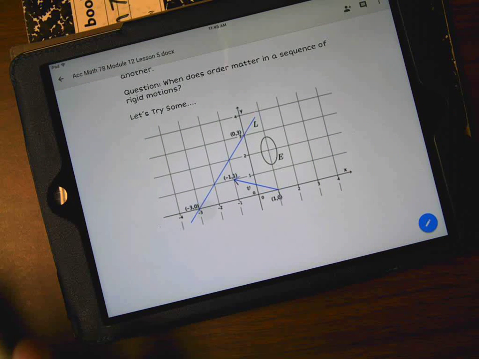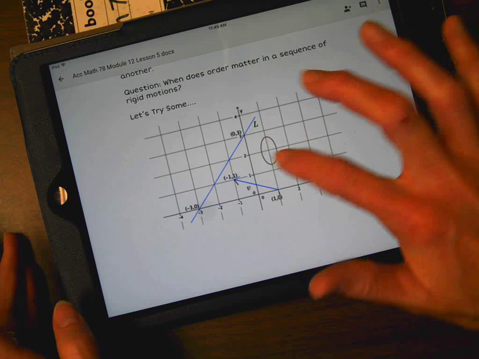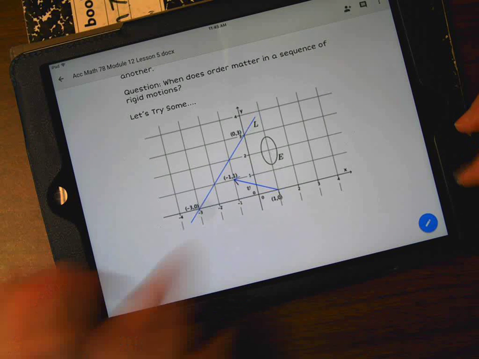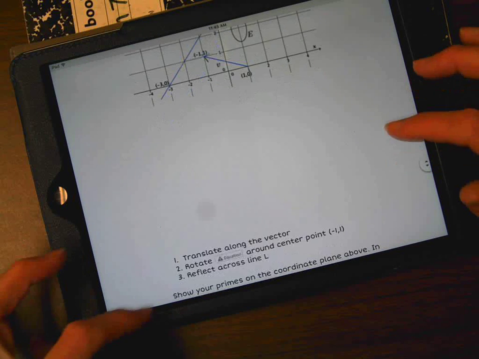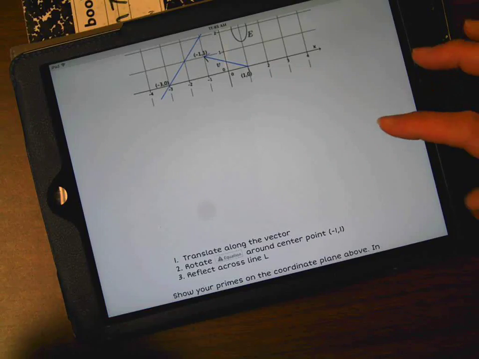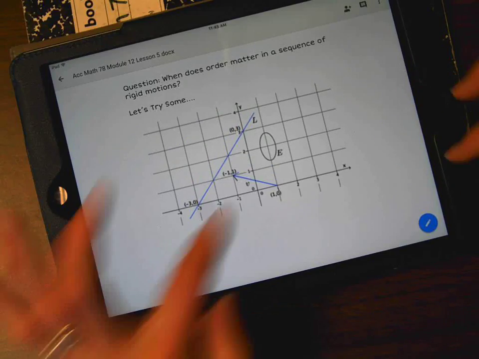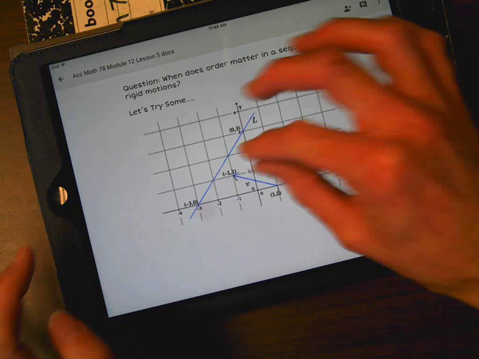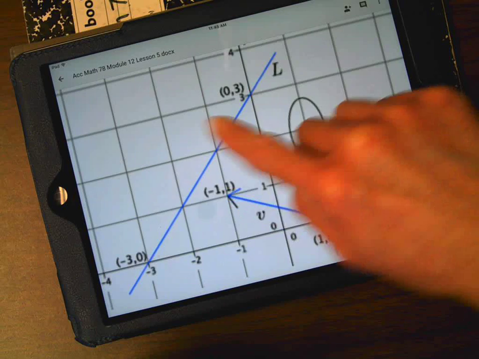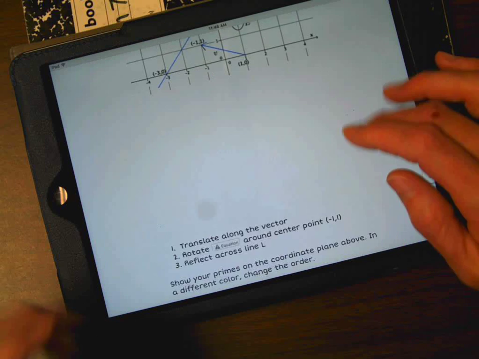So it says translate the shape. The shape that they're talking about is this E right here. So it's this oval. So you're going to translate oval E or figure E along the vector. Then it says rotate oval E around center point -1, 1. So -1, 1 happens to be right there. It labeled it for you. So you're going to translate it along the vector. Then you're going to go to right here and rotate it 90 degrees. Okay, rotate it 90 degrees.